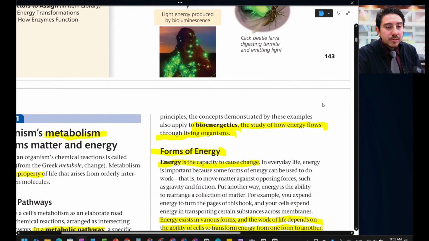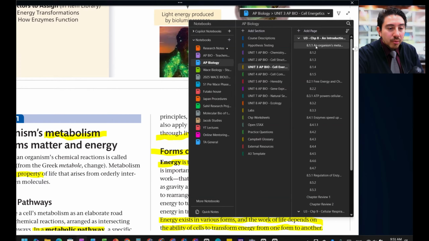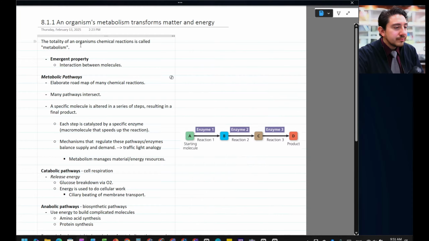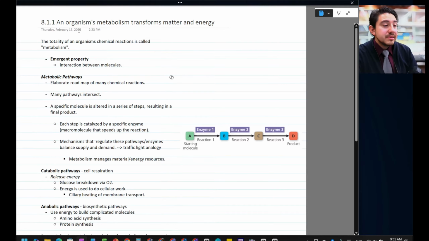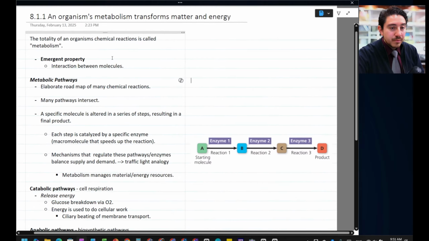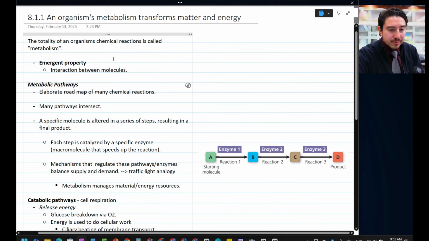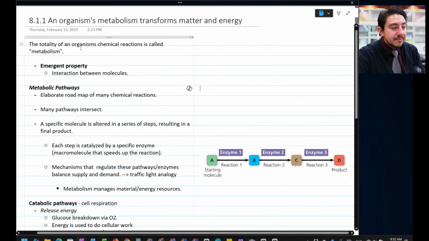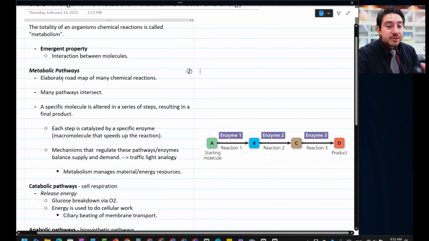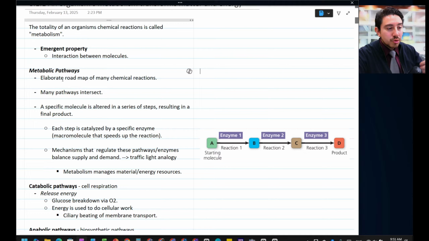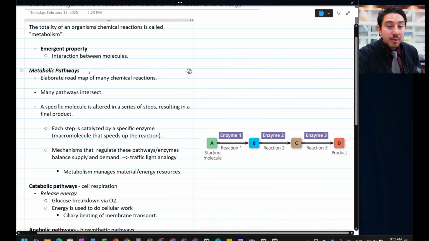Okay, so let's get into section 8.1. An organism's metabolism transforms matter and energy. So we probably know from middle school that the totality, or all the chemical reactions that an organism does in its body, is called metabolism. And this is an emergent property because you have molecules that are interacting together to create a new thing, a new level of complexity. So this would be an example of an emergent property.